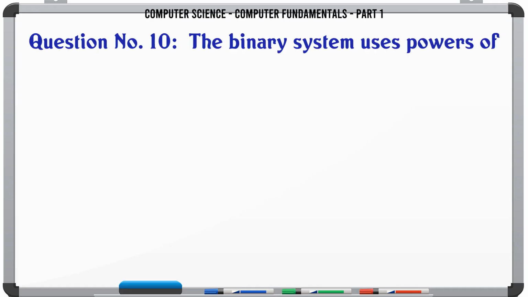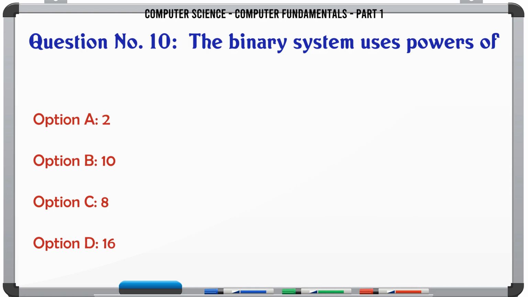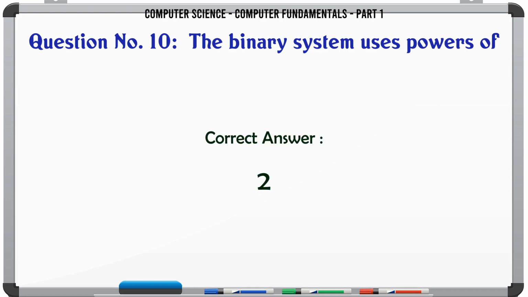The binary system uses powers of A. 2, B. 10, C. 8, D. 16. The correct answer is 2.